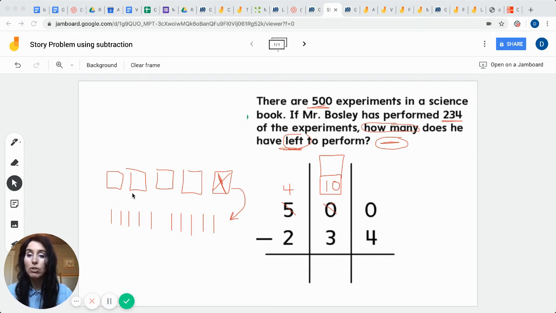So that's why I'm trying to show you the sketching method is a sure standby at helping you get right answers, even on these challenging questions with two zeros. This is called subtracting across zeros. And this is a very challenging question for even fourth graders.